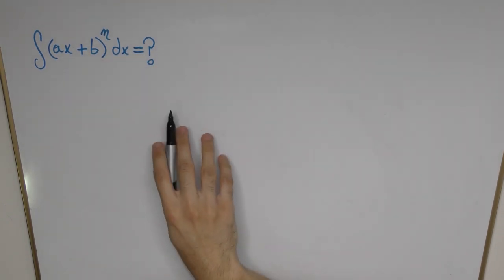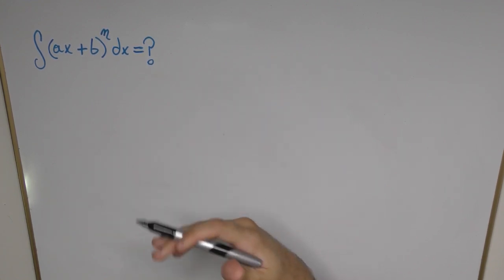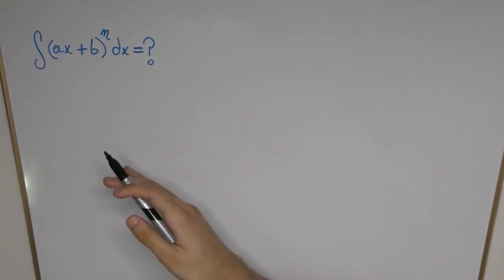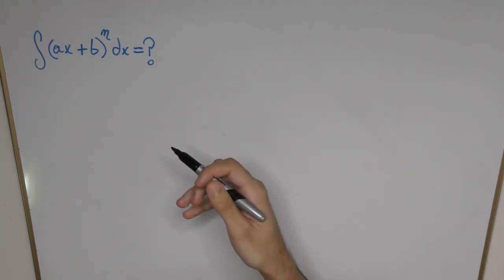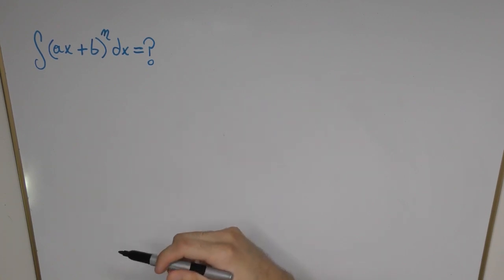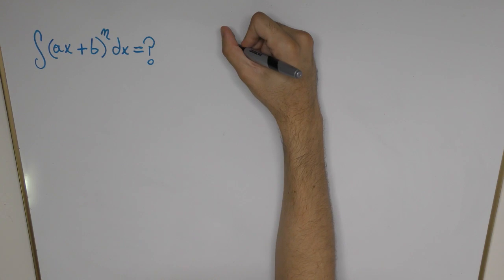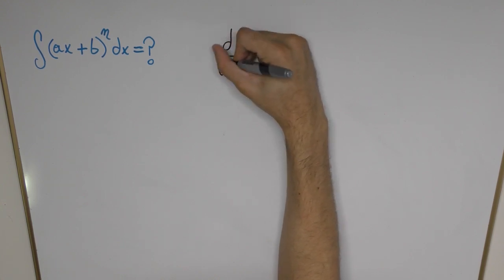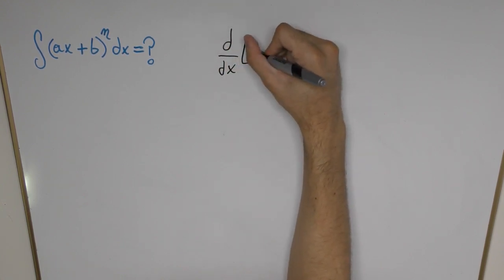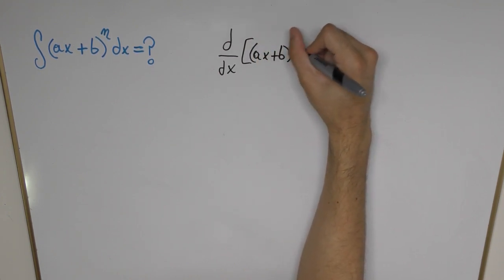Now the idea behind this is that we're going to start off by looking at the derivative of this function. And this is something that I recommend you do every time you're looking at a new integral and you don't know how to do it. We're going to grab the same function, we're going to differentiate it, and hopefully that's going to reveal some clues as to what we need to do. So let's start off with the derivative of this function. We're going to look at the derivative of ax plus b to the power of n.